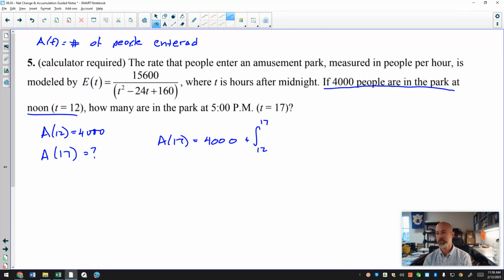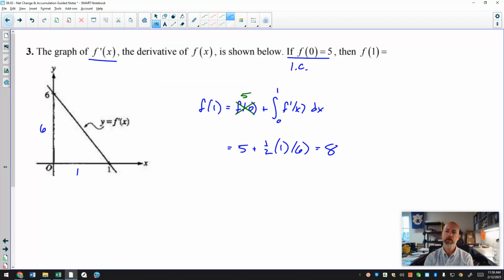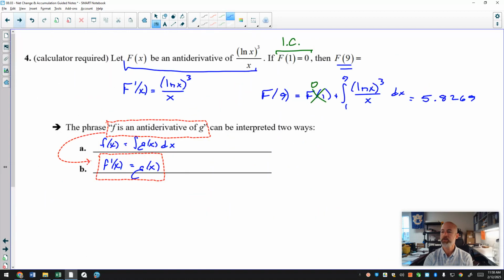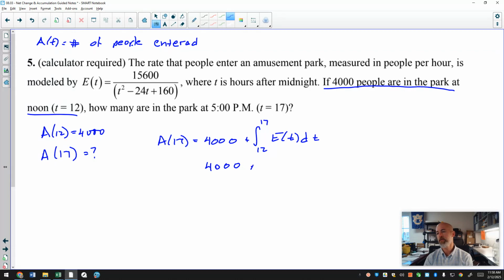And we can actually just go back to our work for number 1 a long time ago and import that answer. It was 3,000 something. I remember that. So go back here, and it was 3,494 people had entered the park. So I'm going to import that answer, 3,494, which ends up being 7,494 people in the park.